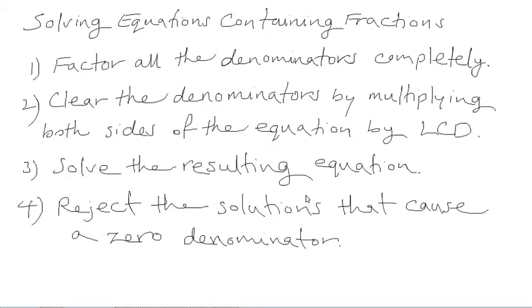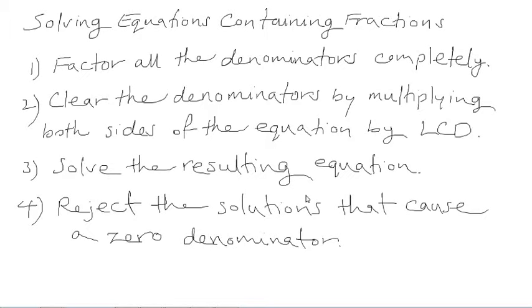Number two, you clear the denominators by multiplying both sides of the equation by the least common denominator. Clearing the denominators means getting rid of the denominators. How do you do that? You multiply both sides of the equation by the least common denominator. Step 3: solve the resulting equation.